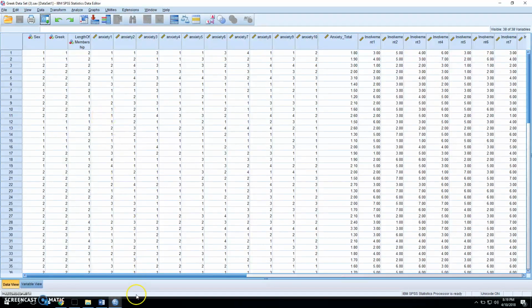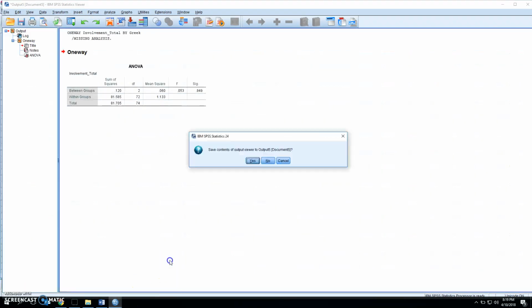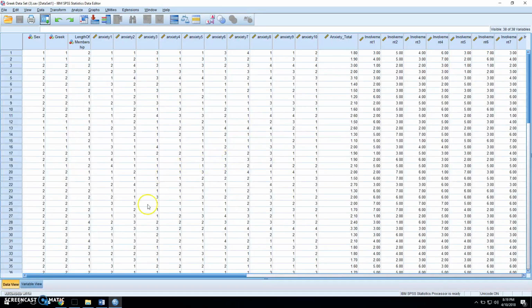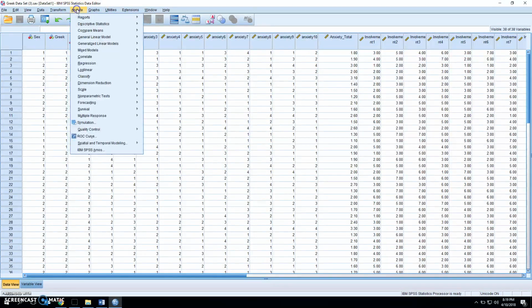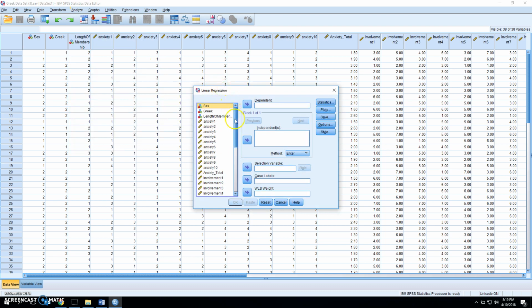So here we are in our SPSS output. I'm just going to close out our last window. And we'll start as we always do, beginning with Analyze. And then we're going to come down to Regression and choose Linear. And now we need to plug in the correct variables into the correct places.